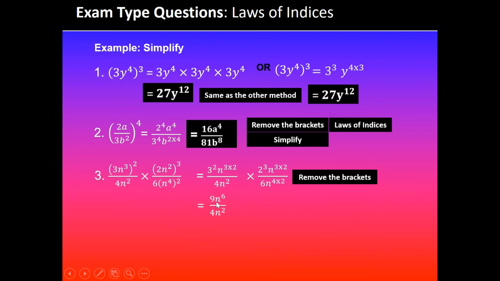So 3 squared is 9, 3 times 2 is 6, so n to the power of 6, whole thing divided by 4n squared, and that's multiplied by 8n to the power of 6 divided by 6n to the power of 8. And what we need to do next is simplify the fractions. So we'll start by looking at the numbers first, and then we'll look at the variables next.